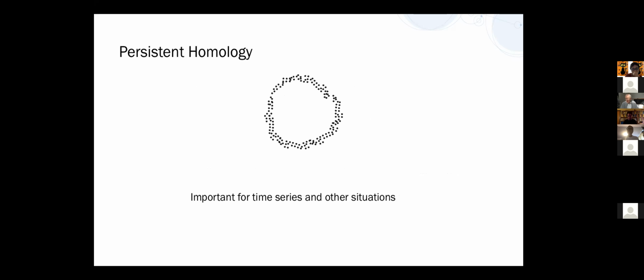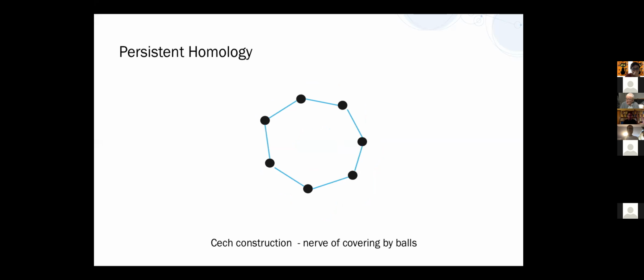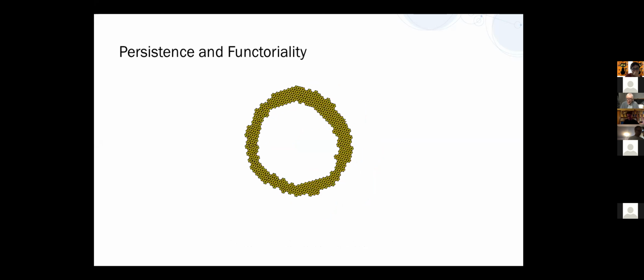This is important for time series and other situations. Well, what we do is we build a nerve for the Čech construction, which is the nerve of the covering of the data set by the balls. So it produces this kind of nerve of the covering like this. And what you can see here now is this.